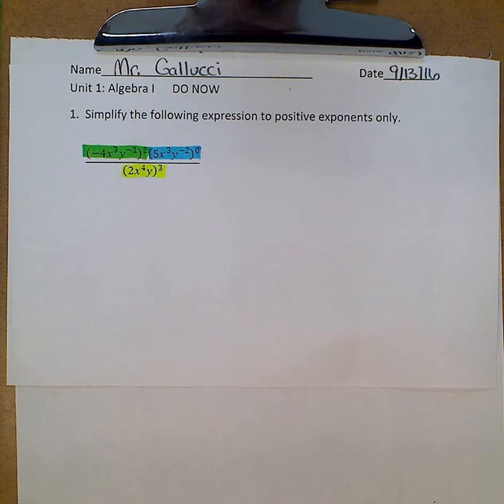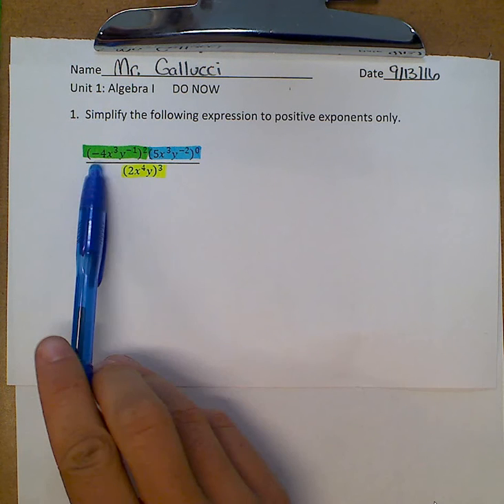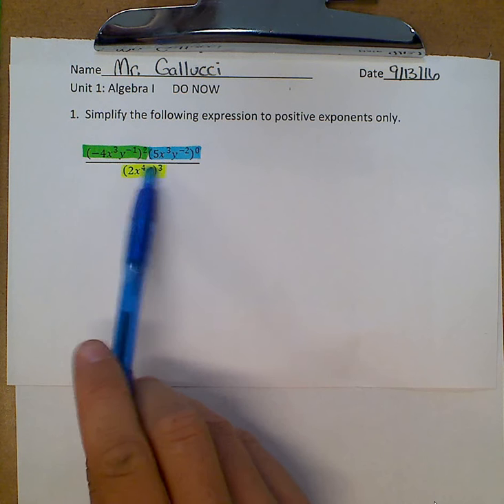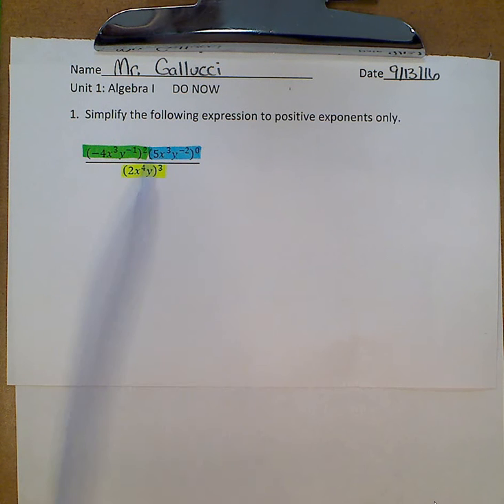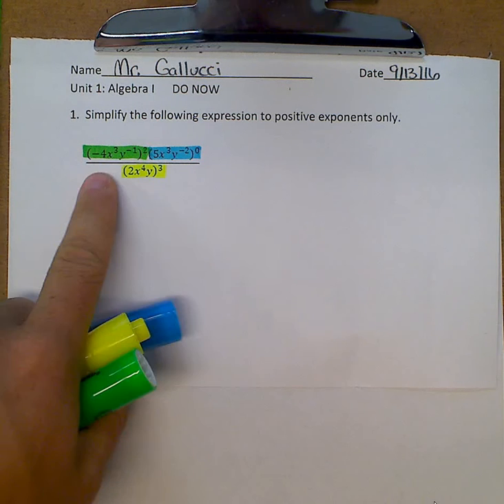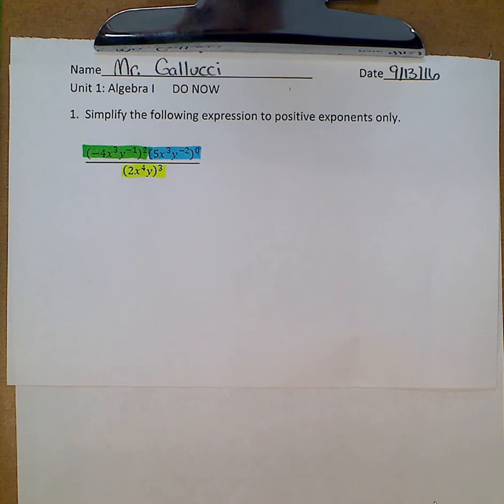Simplify the following expression to positive exponent only. The first thing I noticed about this problem is that there's three quantities, each raised to an exponent. So that's going to indicate to me that the power rule is going to be applied 3 times. Once in green, once for the blue quantity, and once for the yellow.